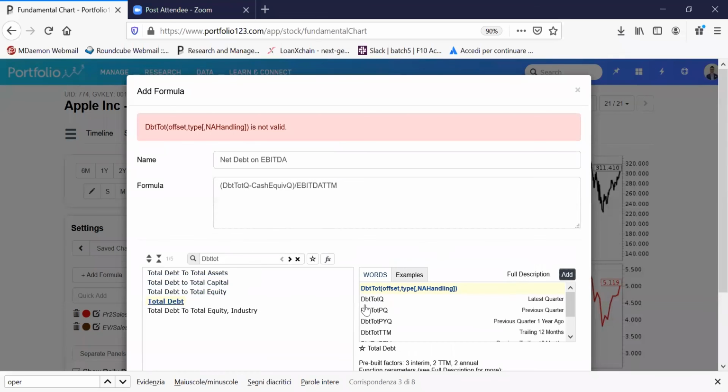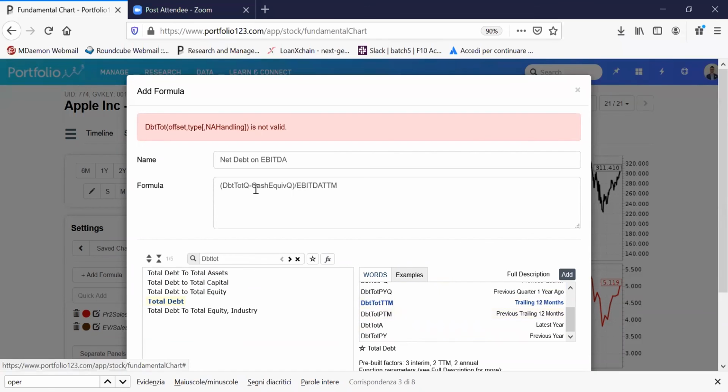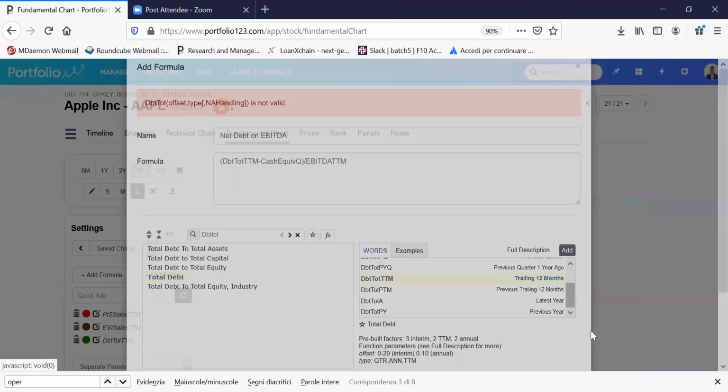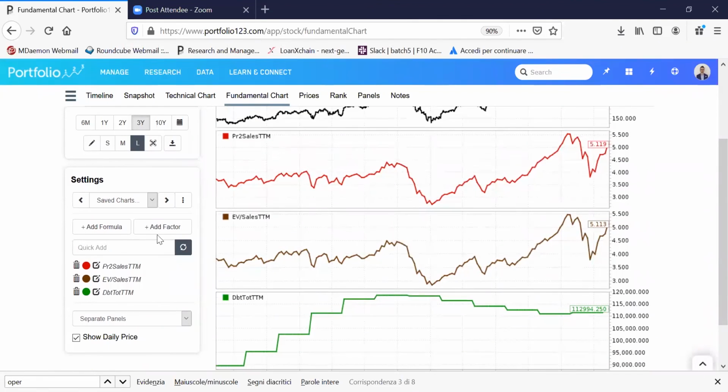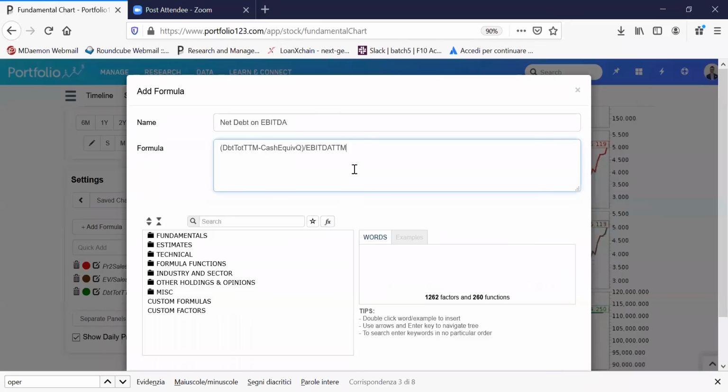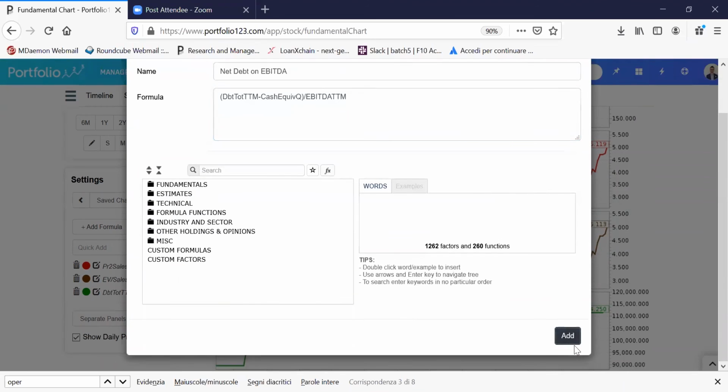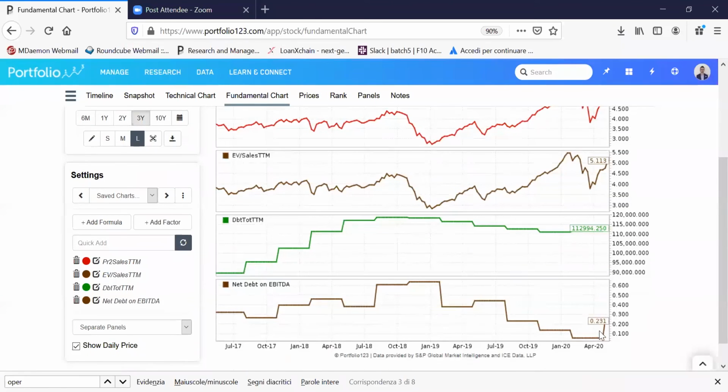So it's an error. Sure, it isn't working. Yeah. So this is TTM. Oh, there it is.